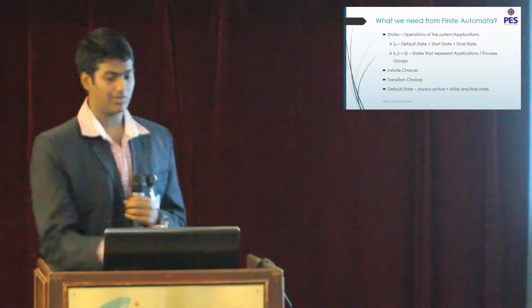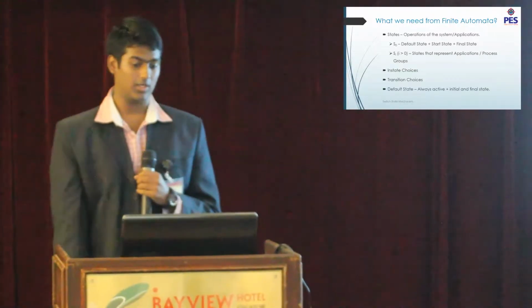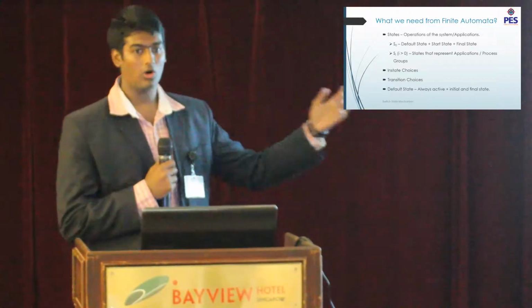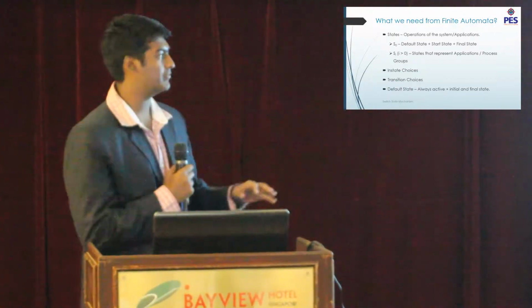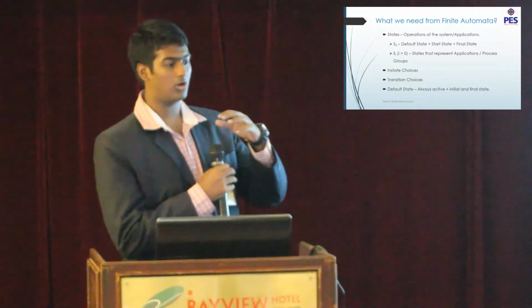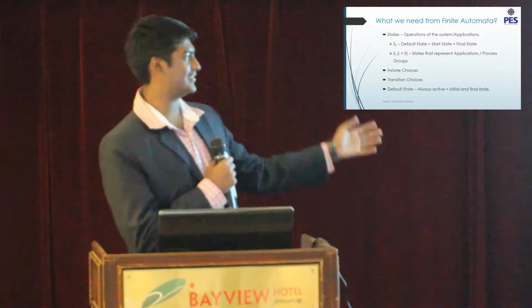How do we perceive our system as a finite automata? That is just simple. We just take all the operations of the system or an application or a process group, and we group them into states. So all the similar behavior or applications that require similar types of commands are all grouped into states.